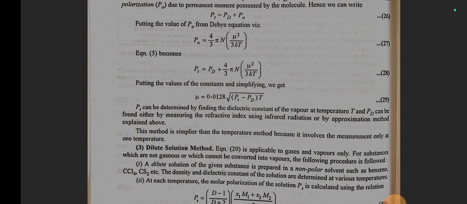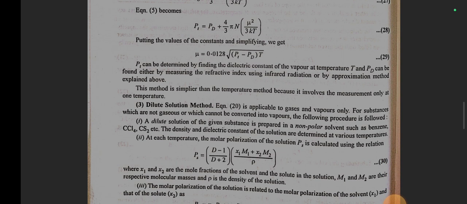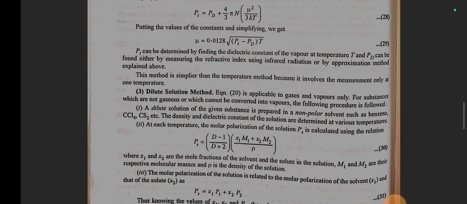Pd) into T. Pt can be determined by finding the dielectric constant of the vapors at temperature T, and Pd can be found either by measuring the refractive index using infrared radiation or by the approximation method explained above. This method is simpler than the temperature method because it involves measurement at only one temperature.